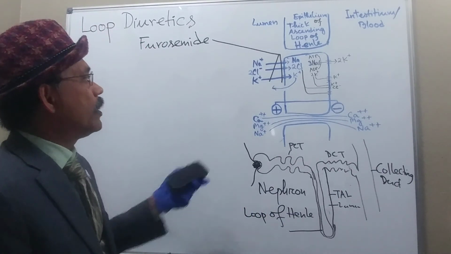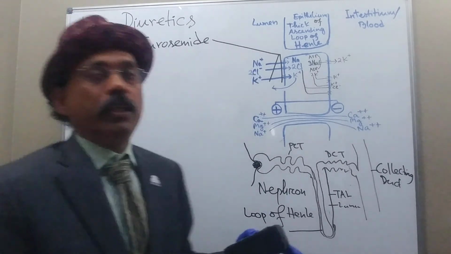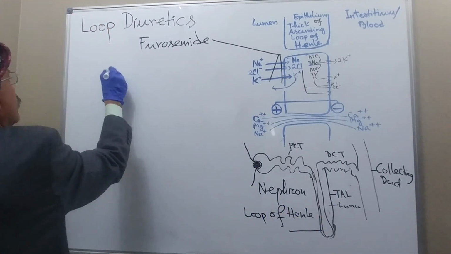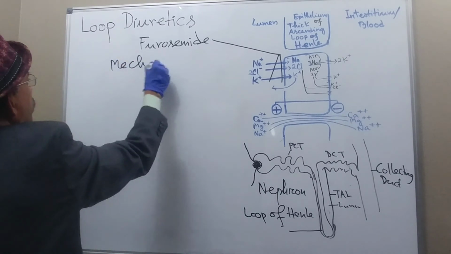Then what will happen? There will be excessive sodium and chloride in the urine. So that is the mechanism of action.